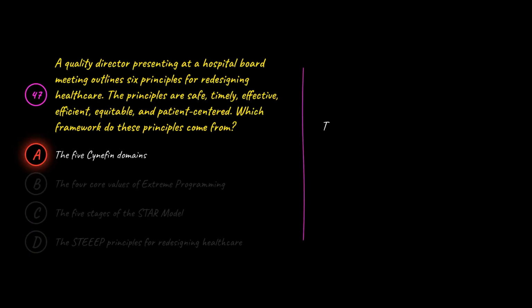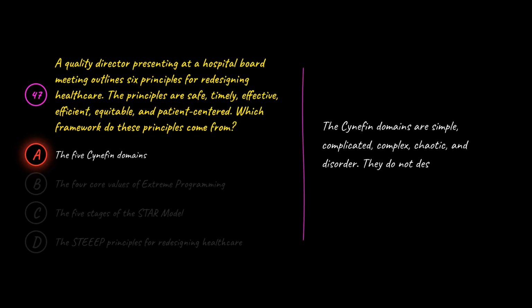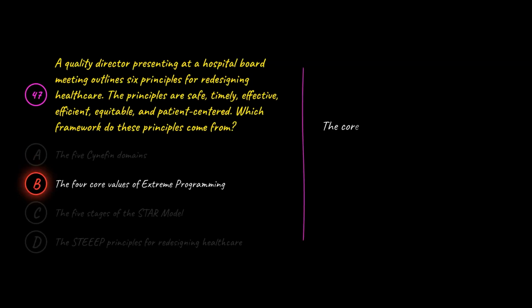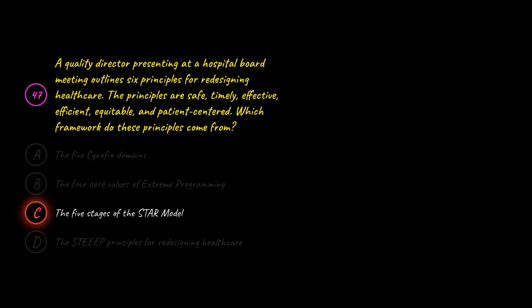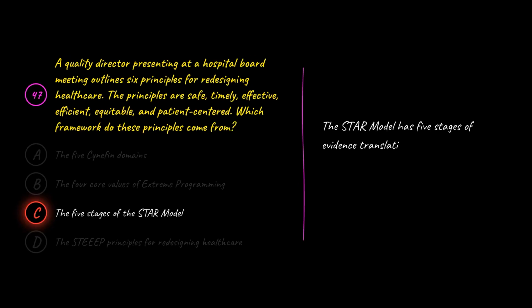A is wrong because the Cynefin domains are simple, complicated, complex, chaotic, and disorder. They do not describe healthcare redesign principles. B is wrong because the core values of extreme programming are communication, simplicity, feedback, and courage. They are not healthcare redesign principles. C is wrong because the STAR model has 5 stages of evidence translation. It is a model of evidence-based practice, not a list of redesign principles.